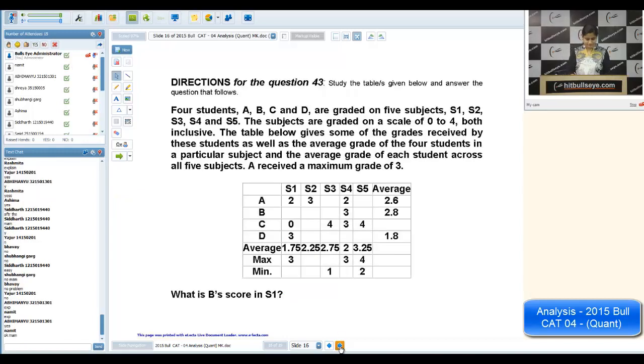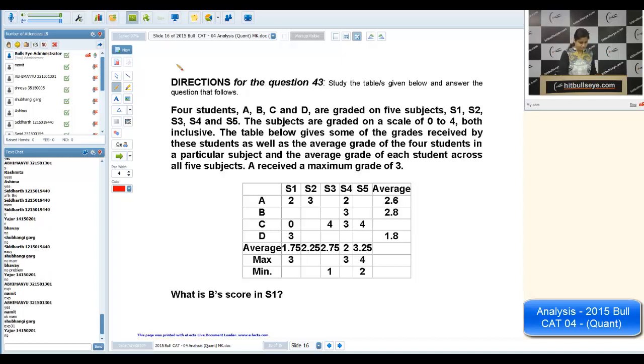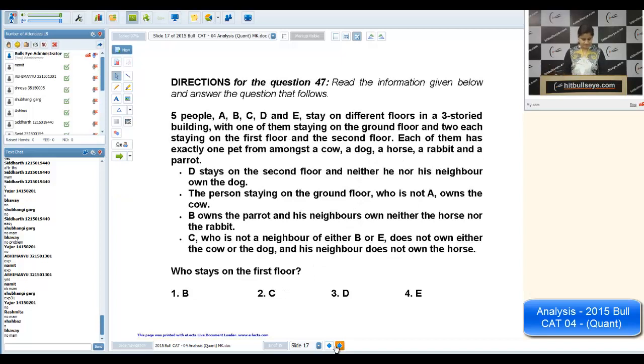Okay, let us move. Question number 43. Any problem in this question? Okay, question number 47. Yes, I'll come to that. Let me complete this PPT first of all. Yes, all of you, question number 47 set. I don't remember the question number. It has two solutions.